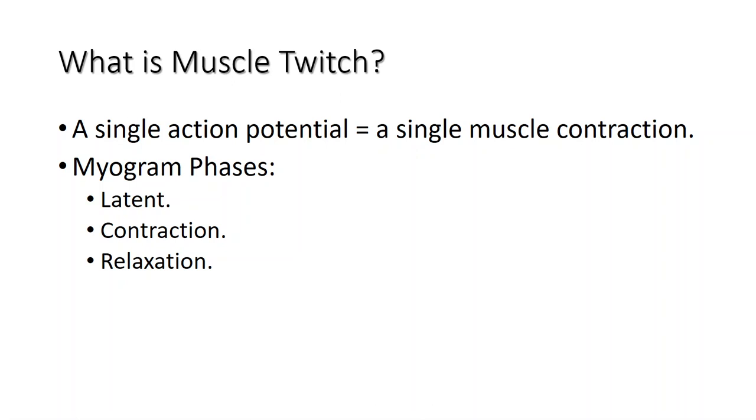Each twitch undergoes three phases. The first phase is the latent phase, during which the action potential is being propagated along the sarcolemma and calcium ions are released from the sarcoplasmic reticulum. This is the phase during which excitation and contraction are being coupled, but contraction has yet to occur.